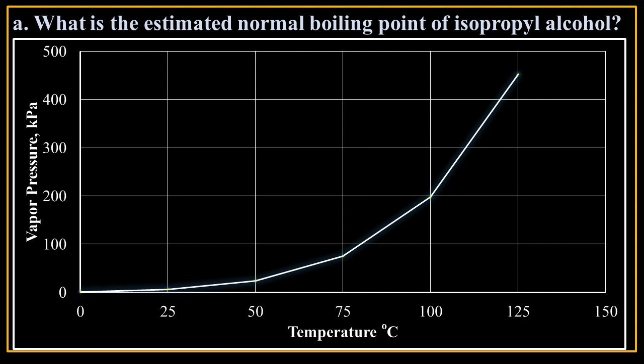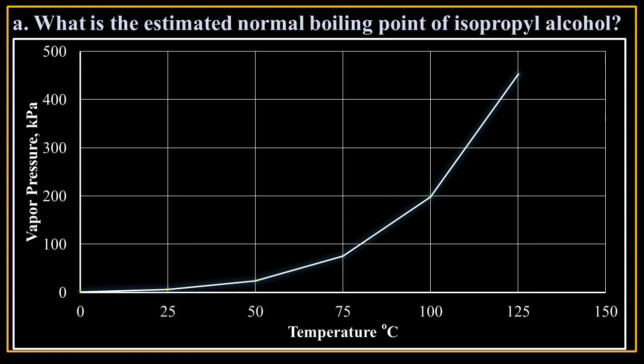So the question is, what is the estimated normal boiling point of isopropyl alcohol? Well, what is the normal boiling point? The boiling point for any substance relative to normal is standard, really. It's one atmosphere, and one atmosphere is rounded because it doesn't work well with this particular scale. It's just not precise enough. So it would be 101.3 kilopascals is one atmosphere. So you could round it really to 100 kilopascals. So you put a horizontal line along 100 from 100 kilopascals until it intersects the graph, and then you come down.